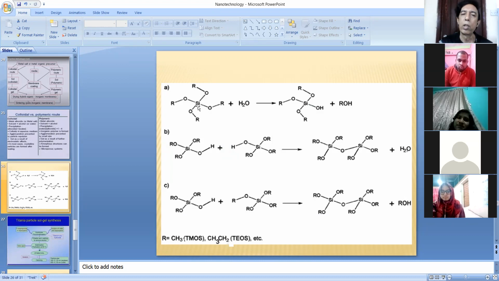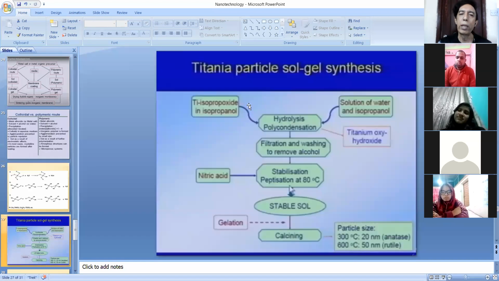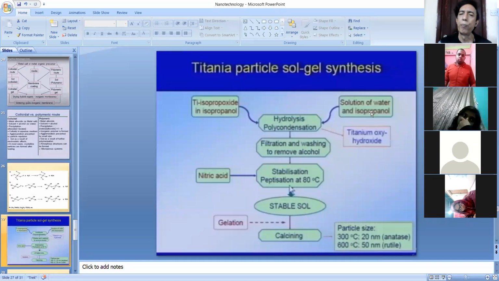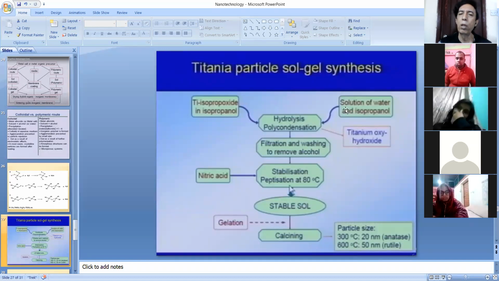Here we have silicon methoxide, what you call tetramethoxysilicon, and in the case of titanium you can use isopropoxide in isopropanol. The solvent water is also taken in isopropanol. If you mix them, hydrolysis and condensation both form.